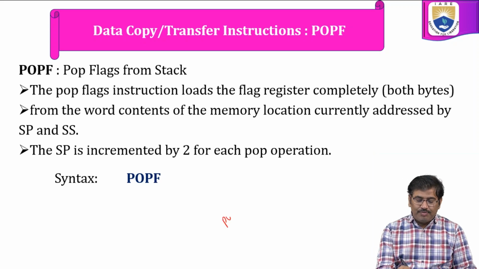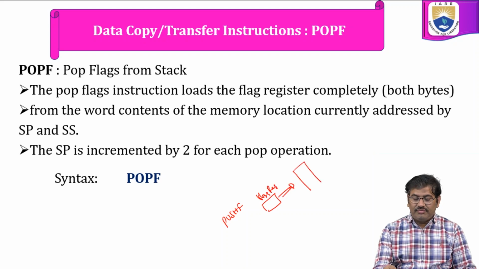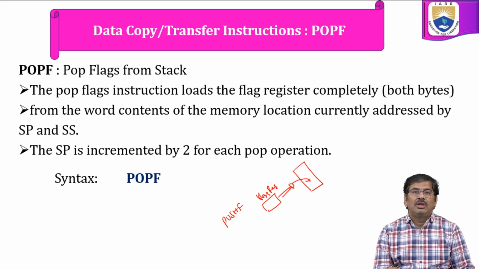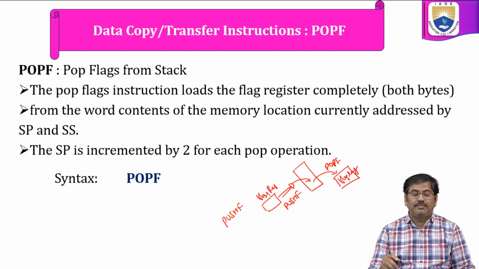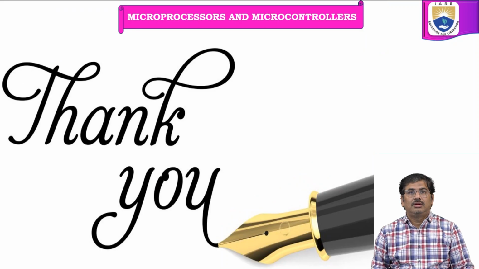So when you write a push F instruction, the contents of flag register are copied onto the top of the stack. When you do pop operation, the contents of the top of the stack will be copied into flag register.